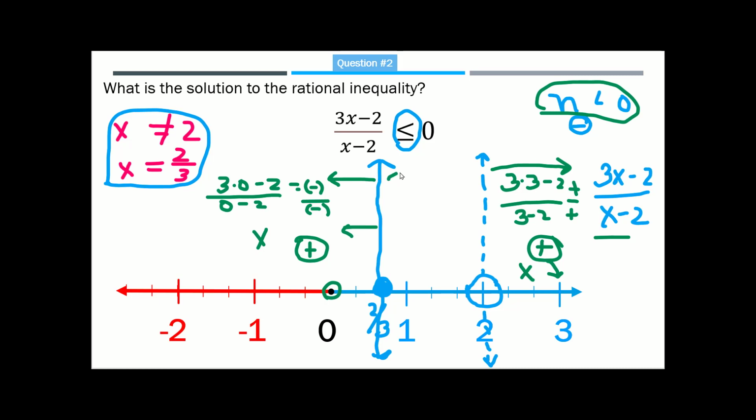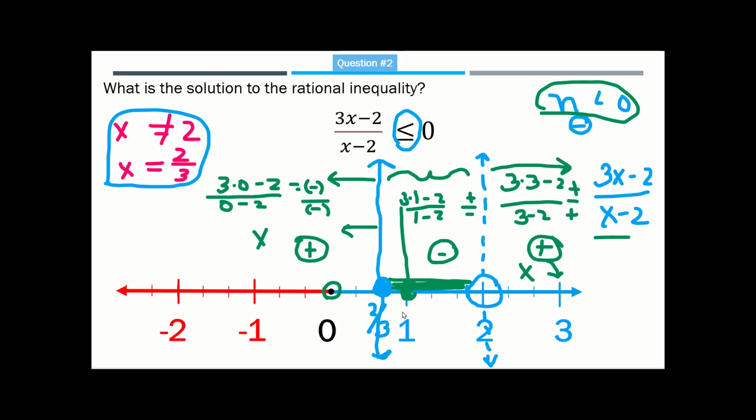So let me check out this area here. I'm going to pick an easy number to work with, and that's 1. That's not part of my solution. I'm just going to pull it up here and say 3 times 1 minus 2 is 3 minus 2. That's a positive number. On the bottom, I have 1 minus 2. That's a negative number. And a positive divided by a negative is a negative. So I found where my solutions lie. They lie in this range right here.